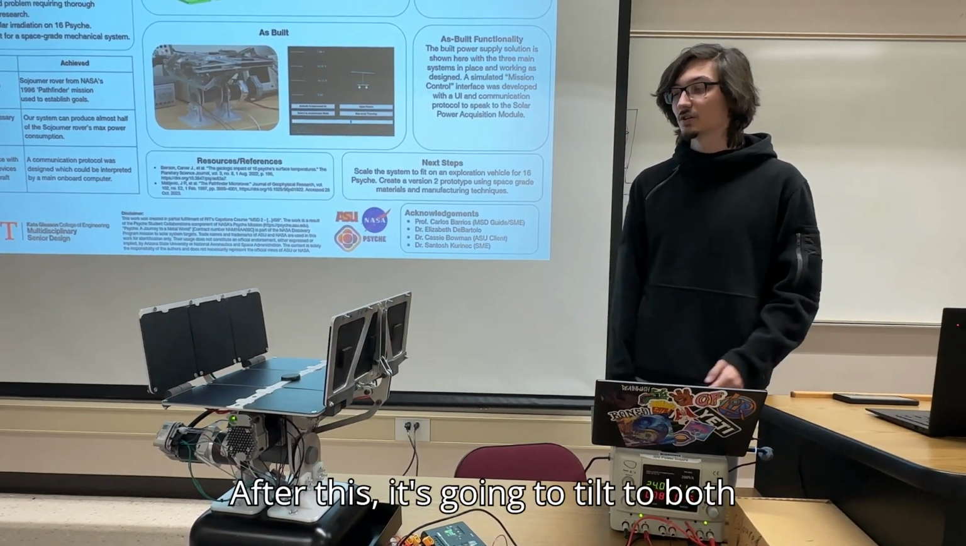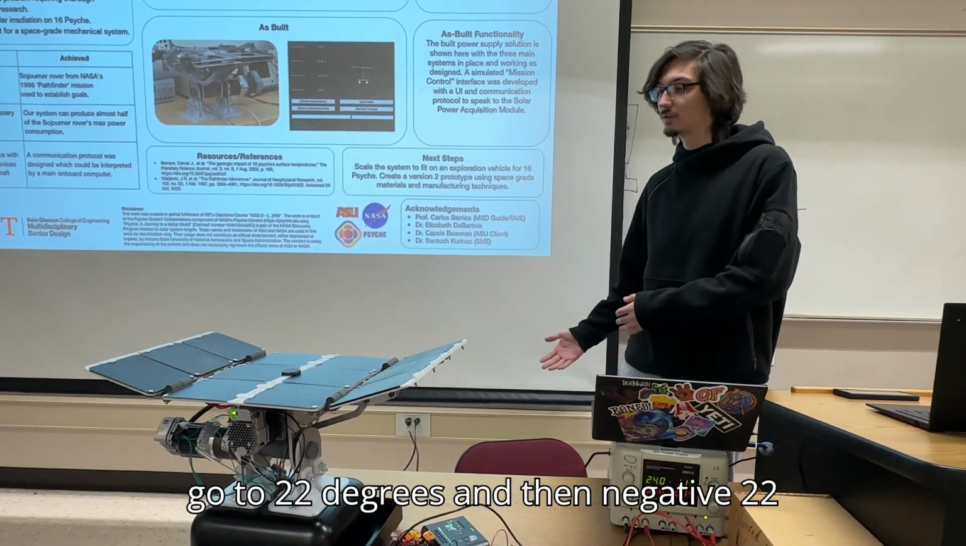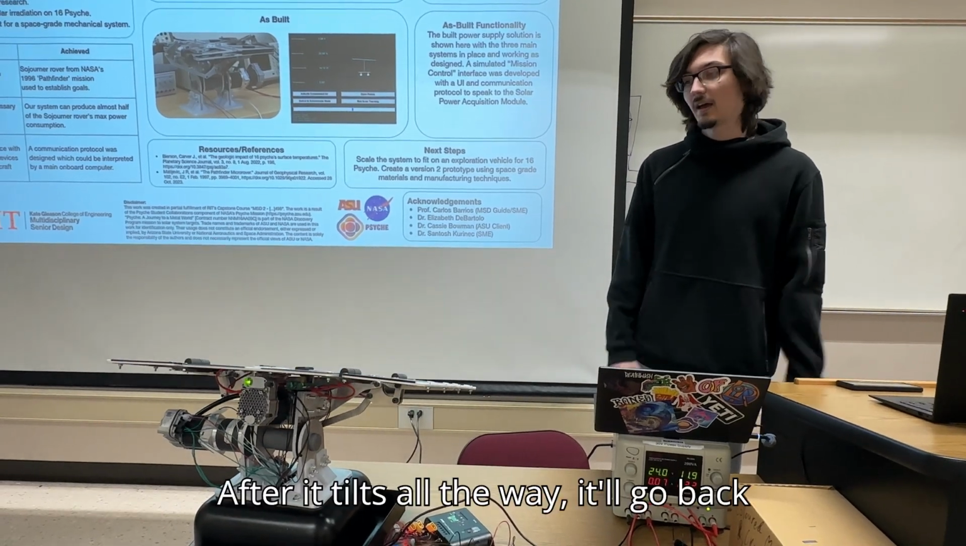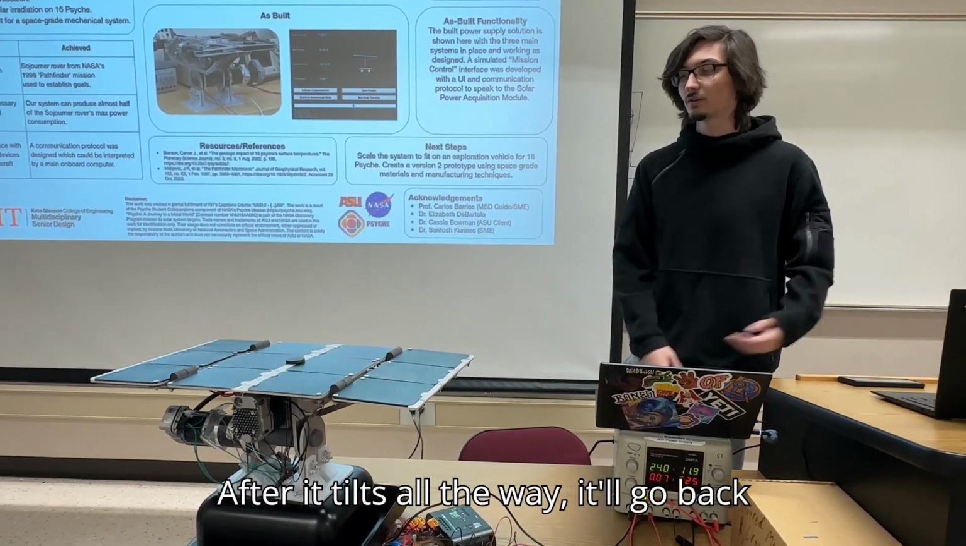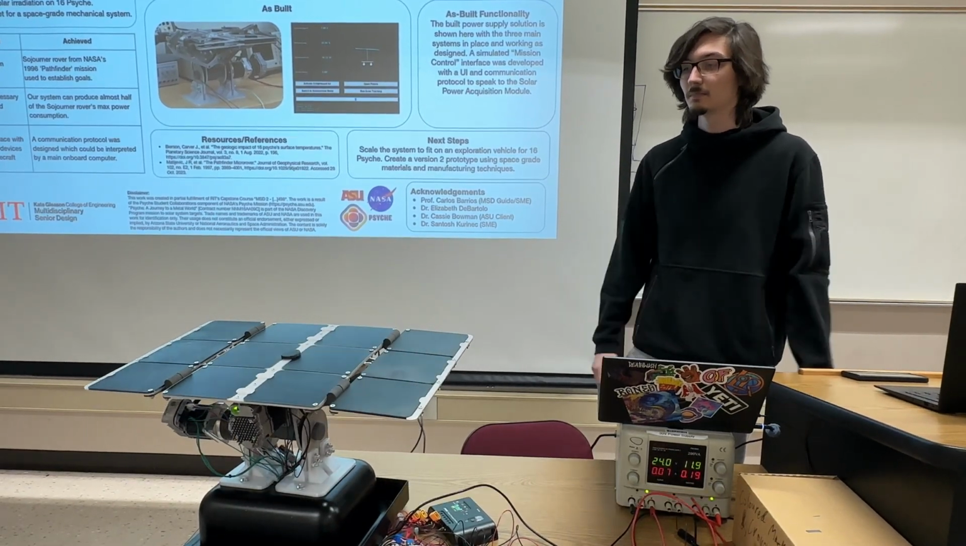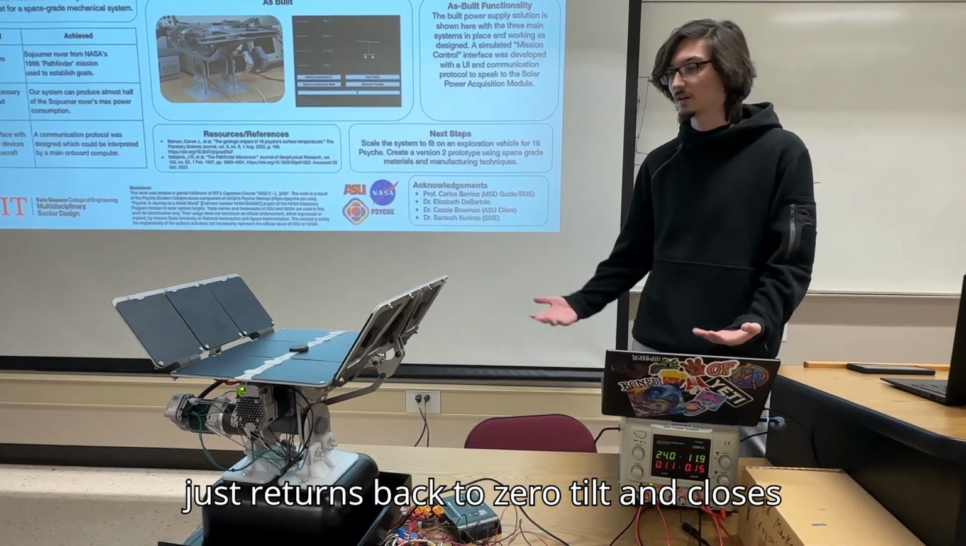After this, it's going to tilt to both ends of our capabilities. So we'll go to 22 degrees and then negative 22 degrees. After it tilts all the way, it'll go back to its zero position and it'll activate that dust clearing mechanism. And then to wrap up the demo mode, it just returns back to zero tilt and closes the panels.